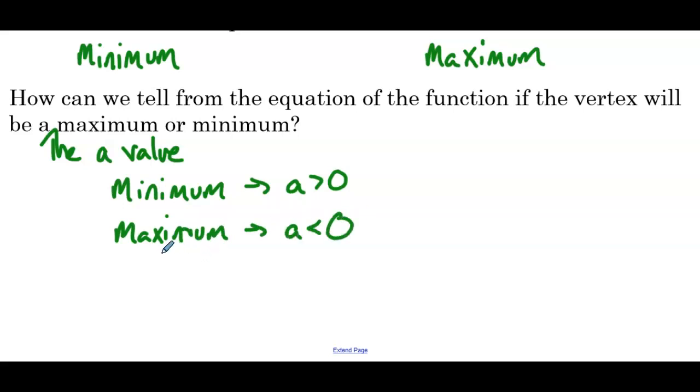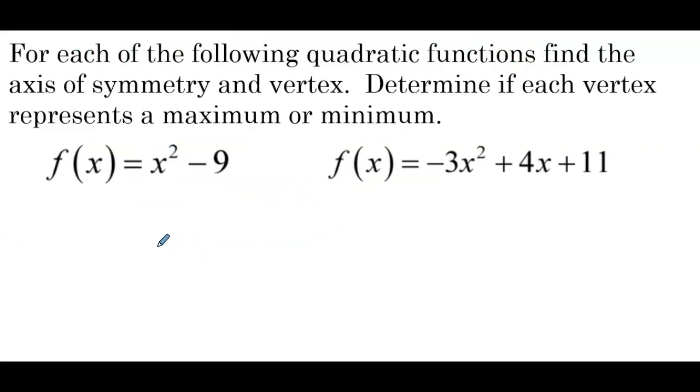Okay, so let's look at a few more. For each of the following quadratic functions, find the axis of symmetry and vertex. Determine if each vertex represents a maximum or minimum. Okay, so right here, f(x) equals x squared minus 9. So we'll start with the axis of symmetry.